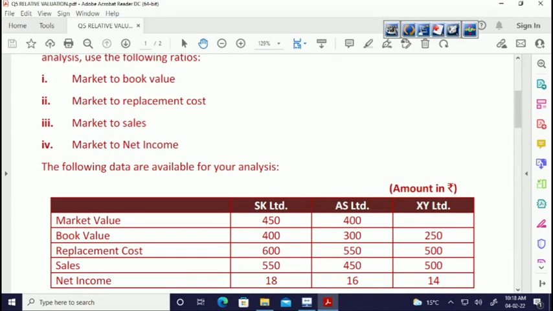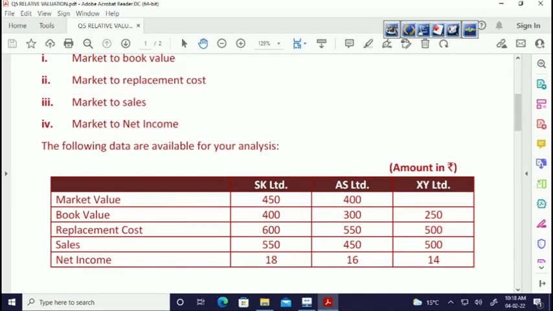So 1.229 is saying that market value should be 1.229 times book value. Now what is the book value of XY? The book value of XY is 250. So 1.229 times 250 equal to what? 307.25. As per the first ratio, market to book value ratio, the value of XY should be 307.25.